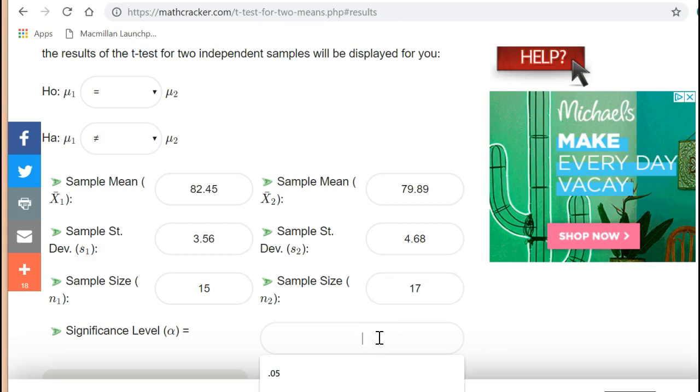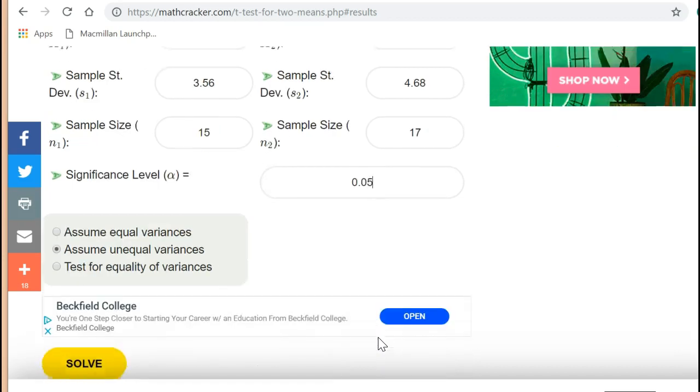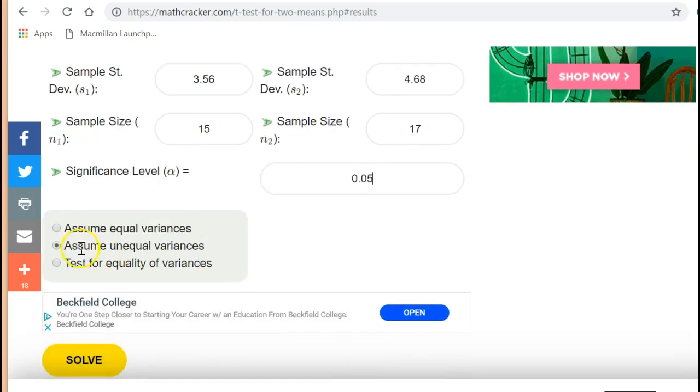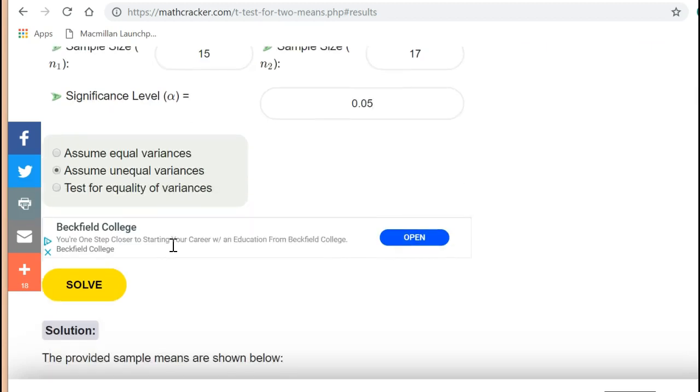We're using the significance level of 0.05. Again, one other thing, we want to click that we're assuming unequal variances. Don't forget that this is a free application and does have ads in it, so be careful that you don't click on the ad. Do look for the Solve button. So we're going to click the Solve button.